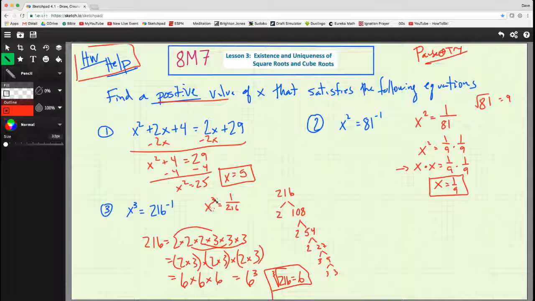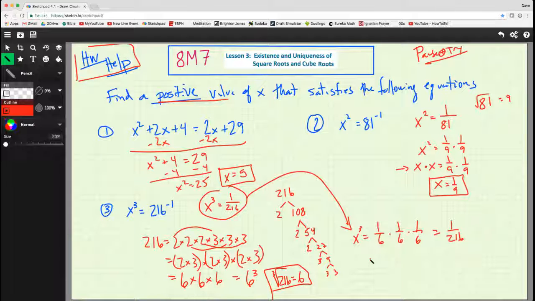Well, if the cube root of 216 is 6, then x cubed in this case is 1 over 6 times 1 over 6 times 1 over 6. Remember, which is 1 over 216. So then x is equal to just 1/6.